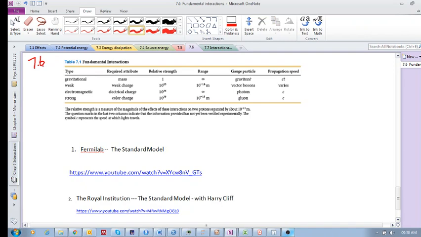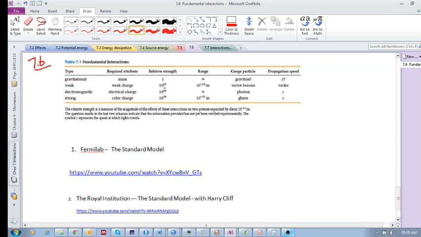This is still 7.6. We're looking at fundamental interactions. This is just a table giving you a summary of what we spoke about in the last video, that you've got the four fundamental interactions: gravitational, weak, electromagnetic, and strong. Recall that the required attributes for these interactions: for gravity, it is mass; for the weak force, the weak charge; for the electromagnetic, electrical charge; and for the strong, the color charge.